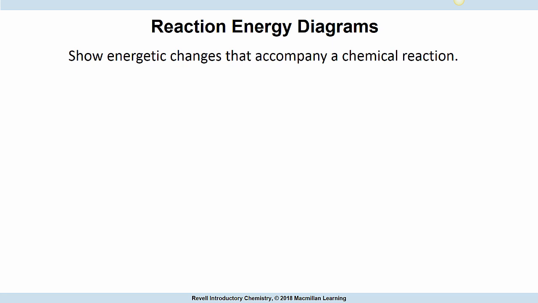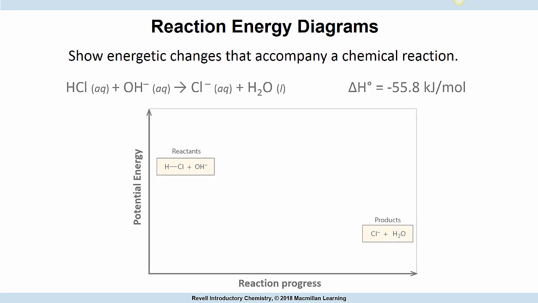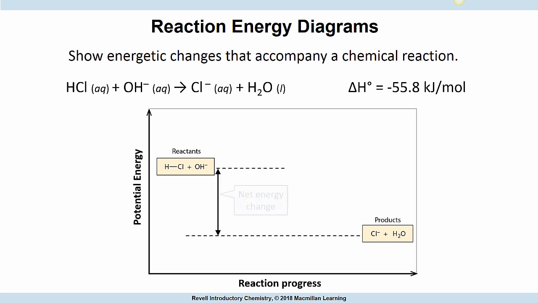In order to understand this relationship, it's helpful to map the energetic factors that make reactions happen or prevent them from happening. This type of map, called a reaction energy diagram, shows the energetic changes that accompany a chemical reaction. For example, let's construct a reaction energy diagram for the reaction of hydrochloric acid with hydroxide. We know that the reaction is exothermic, as indicated by the negative enthalpy value. But does this reaction also require energy for the changes to occur?